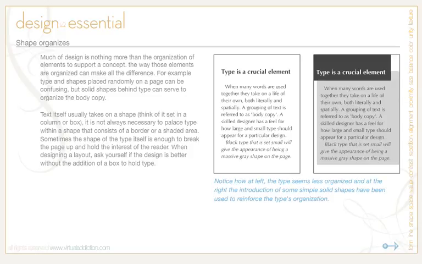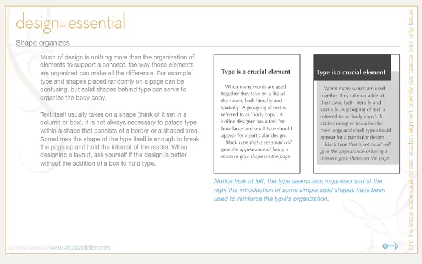Shape organizes. Much of design is nothing more than the organization of elements to support a particular concept. The way those elements are organized can make all the difference. For example, type and shapes placed randomly on a page can be confusing, but solid shapes behind type can serve to organize the body copy. Text itself usually takes on some sort of shape. Think of it set in a column or in a box.